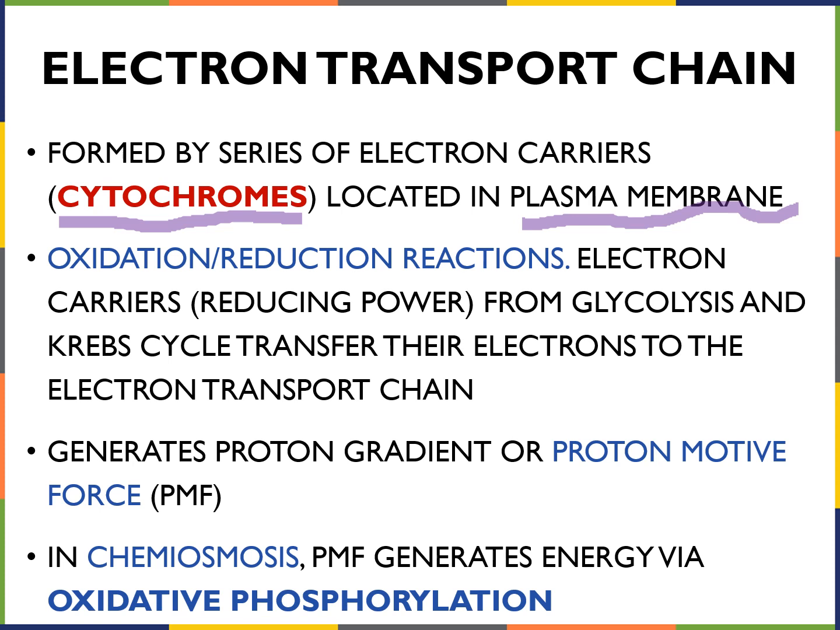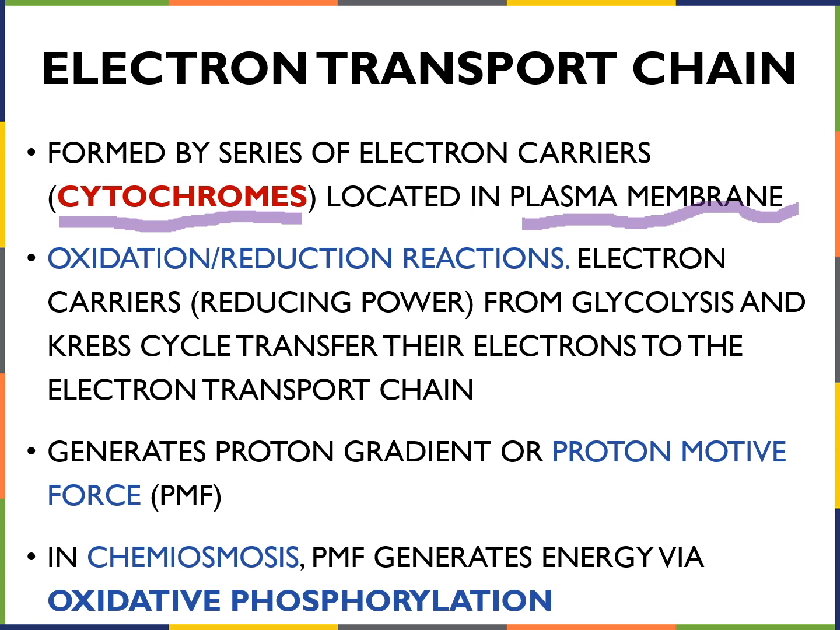And I don't want you to think that there's just one electron transport chain per cell, because that is not true. There are 50 to thousands of electron transport chains located in the plasma membrane of the bacterial cell. So this is where the oxidation reduction reactions happen. You will see a lot of phosphorylation here. The electron transport chain also generates what's known as a proton motive force, or a proton gradient.